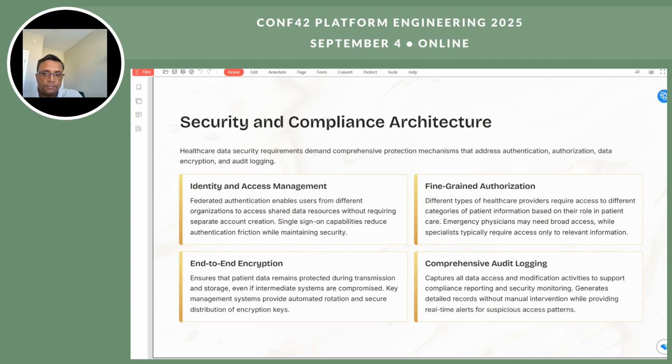There is comprehensive audit logging, capturing all data access and modification activities to support compliance reporting and security monitoring. It generates detailed records without manual intervention while providing real-time alerts on suspicious action patterns. This isn't about compliance, it's about trust. Trust between providers and, most importantly, trust with patients.